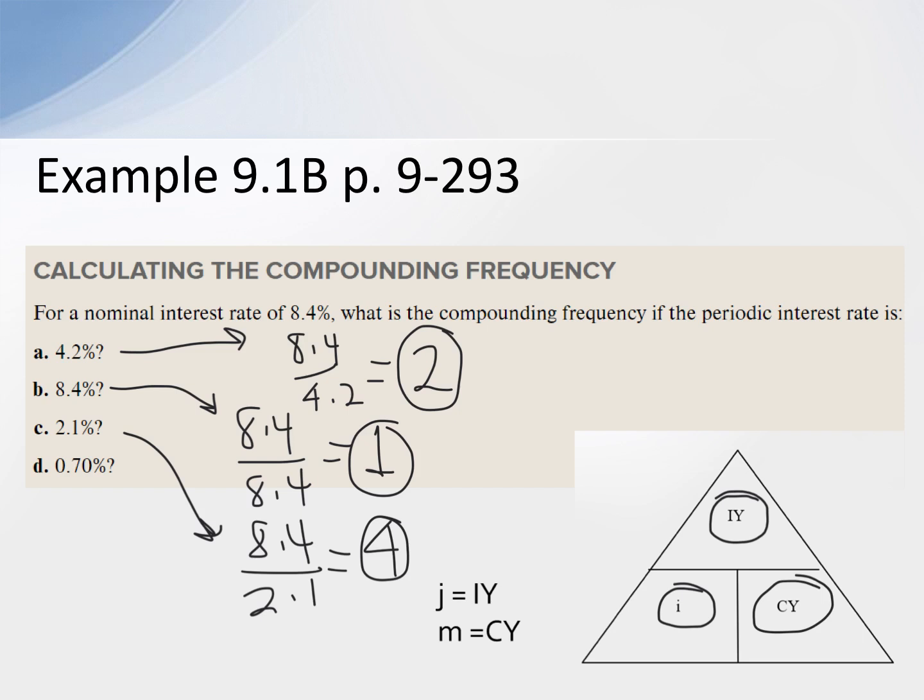In D, we have a periodic interest rate of 0.7%. And again, we have our nominal interest rate of 8.4. We're dividing by our periodic interest rate. Here we have a value of 12. And again, 12 would indicate that interest is calculated and deposited 12 times a year, or monthly.